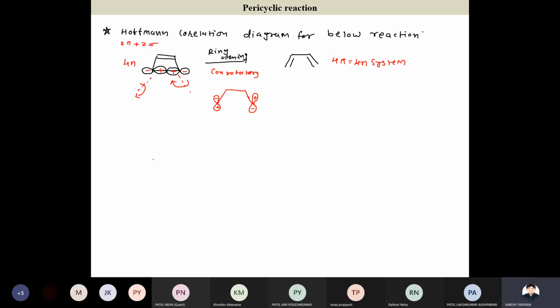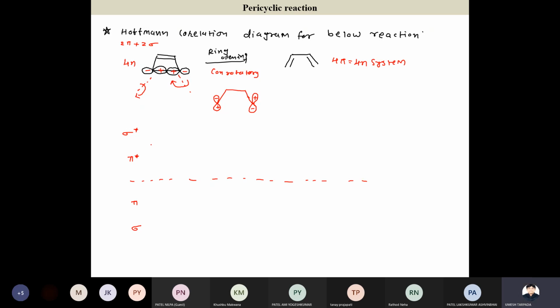So what you can do, you can first write down the symmetry. Here one sigma bond and one pi bond are there. So you can have four levels: one sigma level, then one pi level. This is the non-bonding level. After that, here it is pi star and sigma star. These are your levels. Now you can go for conrotatory motion.